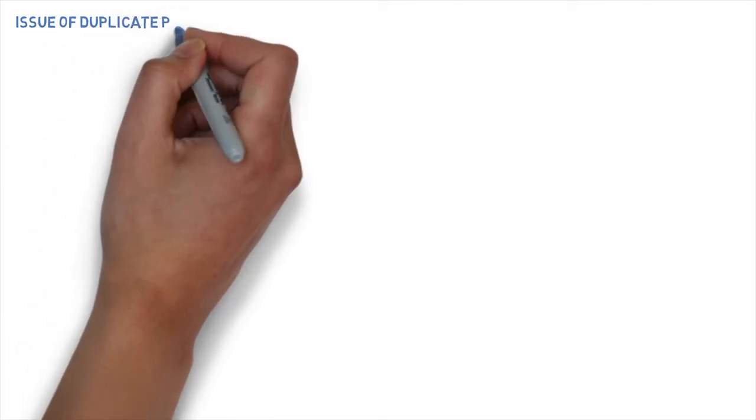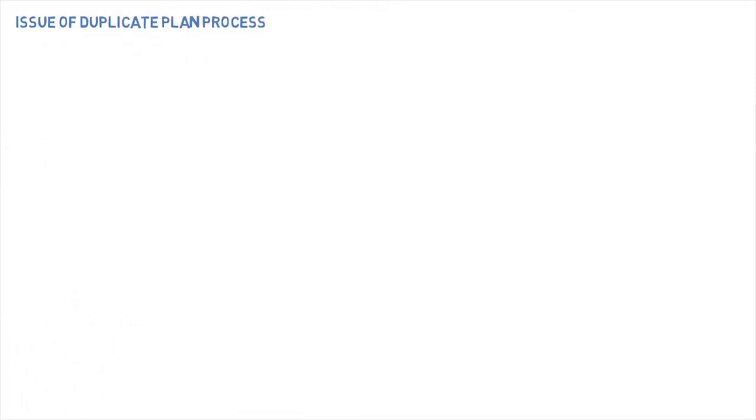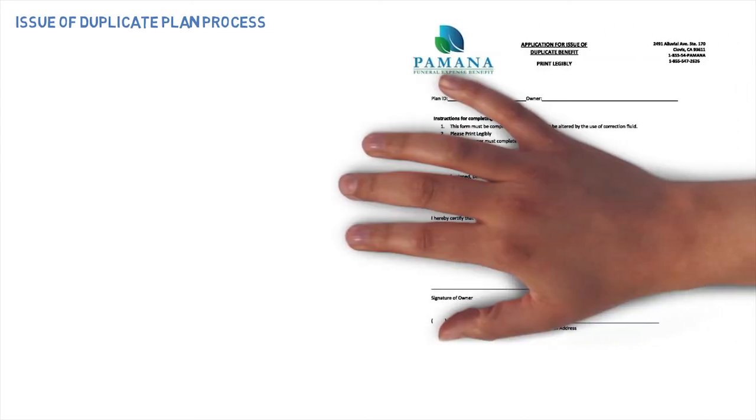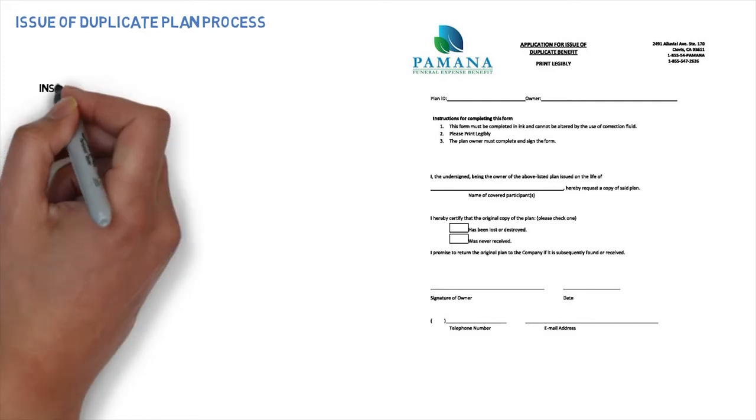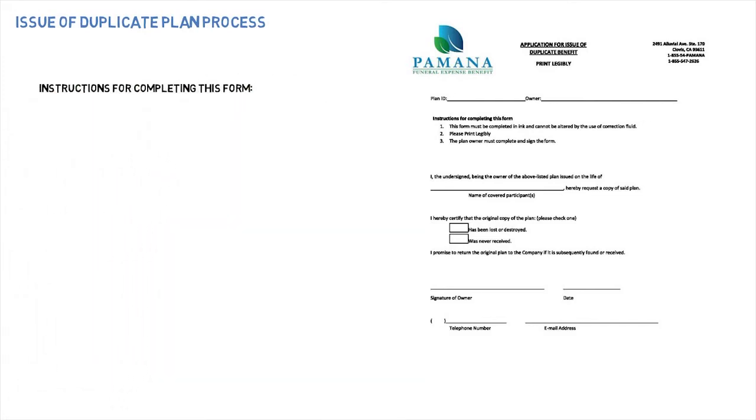Issue of duplicate plan process. Should a client ever lose or misplace their certificate of coverage, they can request a duplicate. To request a duplicate certificate of coverage, the following document must be completed. Instructions for completing this form are: the form must first be completed in ink and cannot be altered by the use of correction fluid. Please print legibly. The plan owner must complete and sign the form.